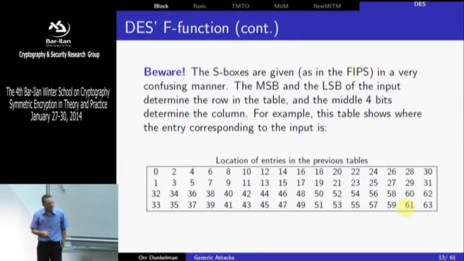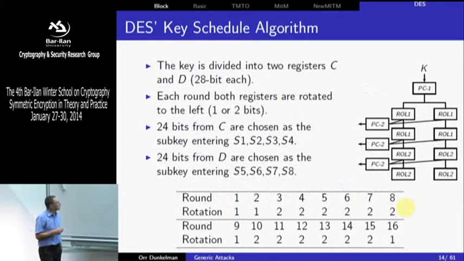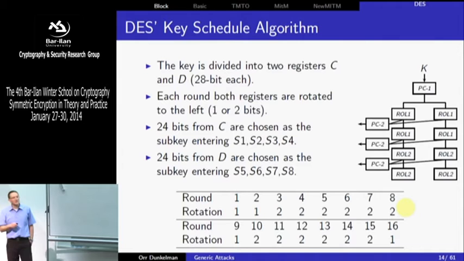Everybody knows how this works, right? Now we can all go and implement it. I'm missing one part, which is the key schedule. You take a 64-bit key and you produce from it 16 48-bit subkeys. And I'm waiting for a complaint.